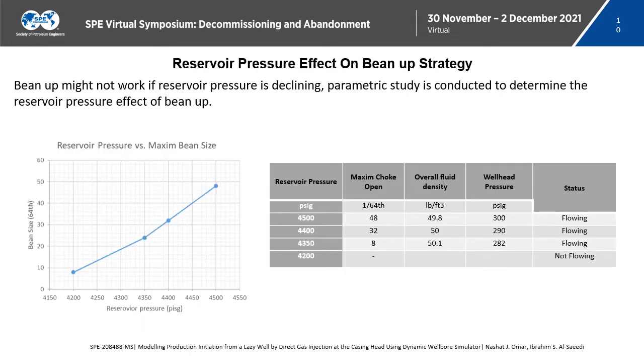Change in reservoir pressure actually presents a great challenge on the bean-up strategy. It's very evident from the simulation results. Any pressure drop inside the reservoir will reduce the maximum bean size. We can see in the table the maximum bean size has been reduced from 48 for the reservoir pressure of 4,500 psi down to 8/64ths of an inch in the case of reservoir pressure of 4,350 psi. So this is something to consider and watch for while using this method.